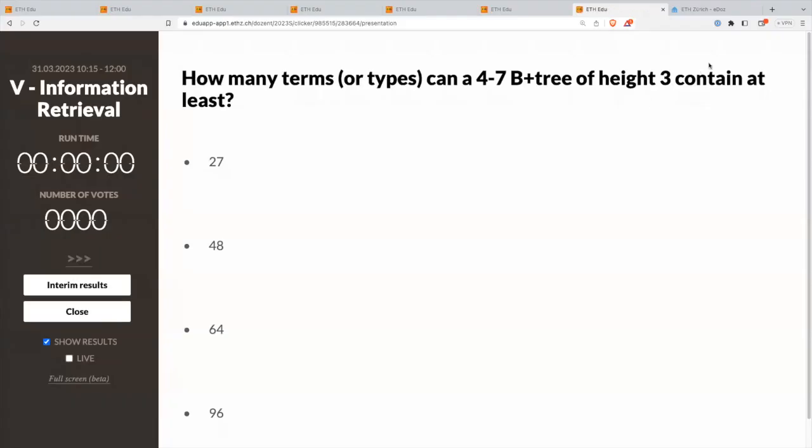Here's the first one. How many terms or types, because we saw that if you group in equivalence classes, then you put types, can a 4-7 B plus tree of height 3 contain at least? So what I mean with the height is 3 means 0 would be if there's just the root, 1 means there's the root plus children, and then 2, 3, you add more layers, right? That's the convention.